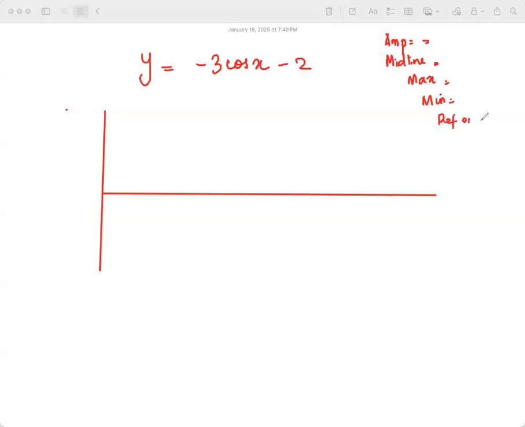Reflection is there on the x-axis. And then period, I want to calculate. Period is basically 2 pi, right? Nothing is being done to it. Yeah, because b value is 1, so it's an easy graph. So pi by 2, pi, 3 pi by 2, 2 pi. Nidhi, are you on board with me? Yeah.